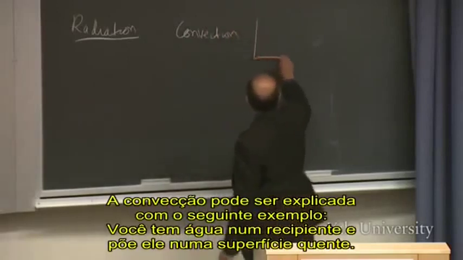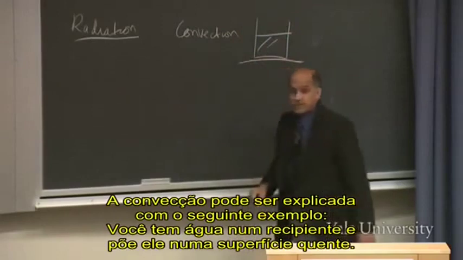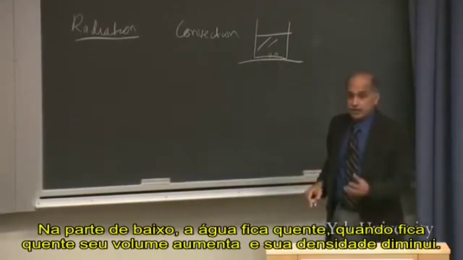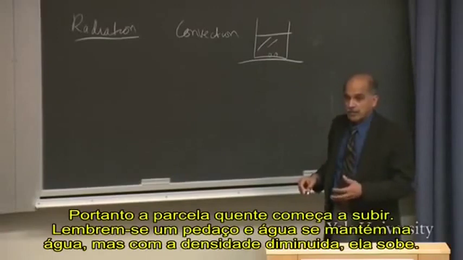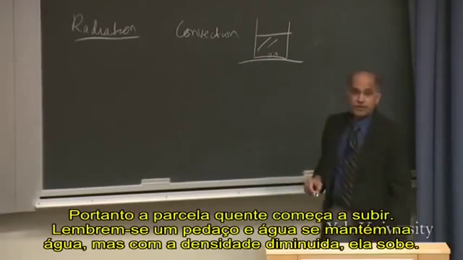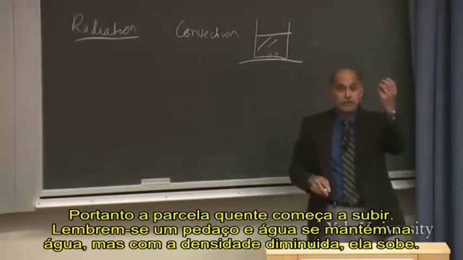So convection is explained by the following example. You've got water, you put it on a hot plate. Then in the lower part of it, the water gets hot. When it gets hot, it expands. And when it expands, the density goes down. Therefore, by loss of buoyancy, it will start rising up. Remember, a chunk of water belongs in water. A chunk of something else with lower density will float to the top.